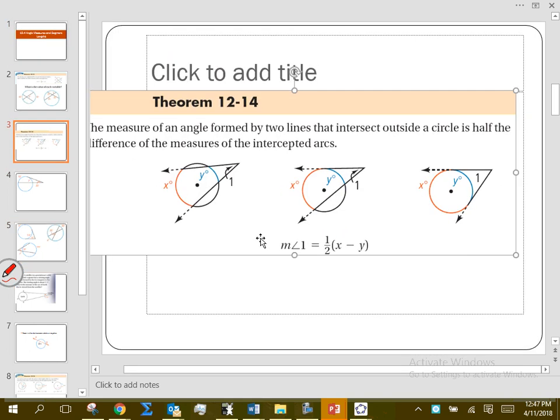Those are the three pictures that we just talked about. The first one is the angle created by two secants. The middle one is the angle created by a secant and a tangent. And the last one is the angle created by two tangents. All of those have the same formula, 1/2 (x - y), or one half the quantity x minus y.